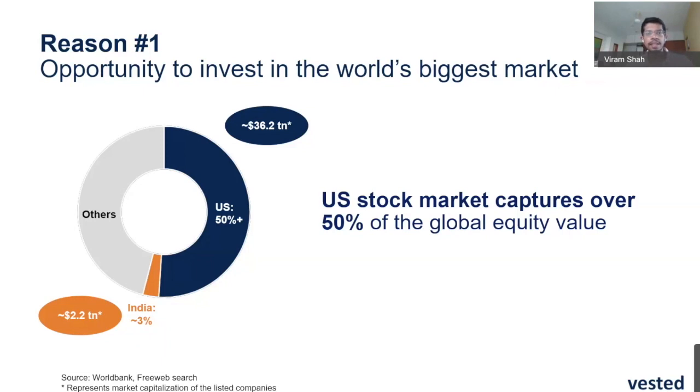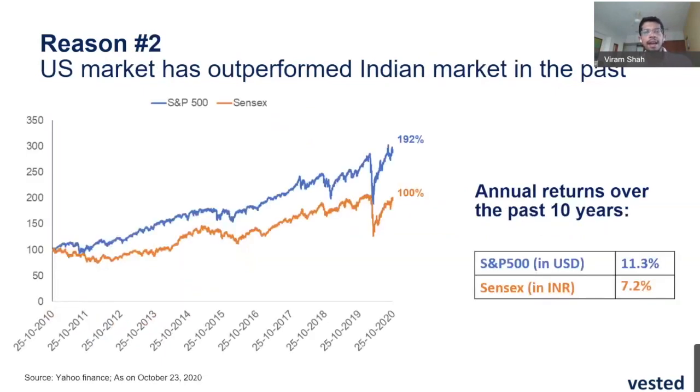The second reason is just from a return standpoint, right? And you probably know that the last decade has been great for the US market. Of course, just talking about the last decade doesn't mean the next decade will be great. But just from a return standpoint, there are returns to be gotten, is what I'm trying to say. It's not just in a growth economy like India where you can get returns. So over the last 10 years, the S&P 500 has given about 11% returns on an annual basis, versus the Sensex, which has given about 7%. And this is both in local currency. So the S&P is in dollars, whereas the Sensex is in rupees.